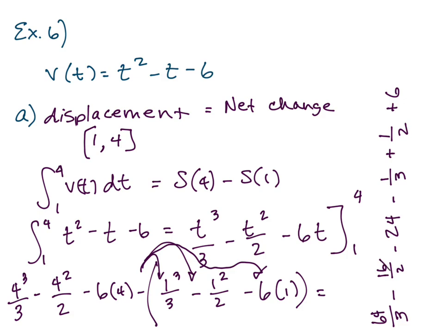No. This one becomes 8. So that's kind of helpful. If I group up my whole numbers, 8 minus 24, negative 16. No, negative 8 minus 24. Negative 32 plus 6 brings me out of the hole to negative 26.